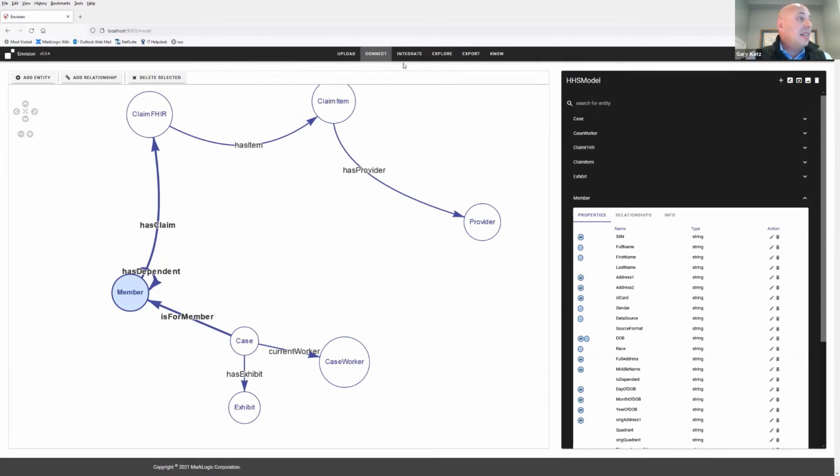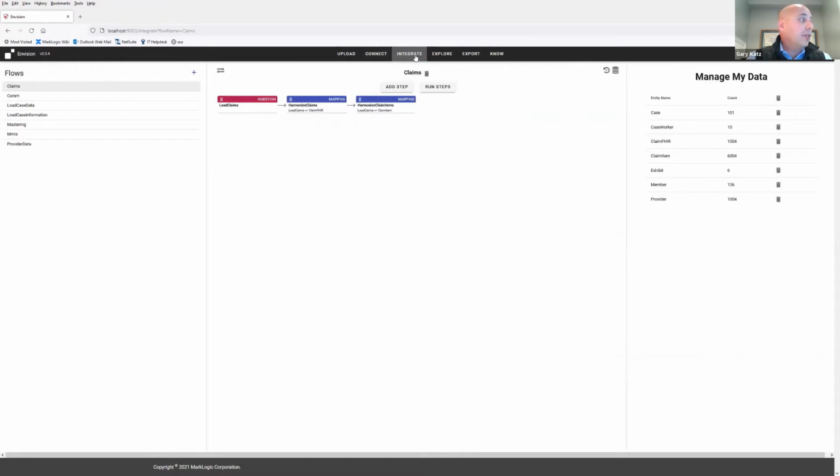So I've taken the liberty of loading some data in, just completely as is, if you will, into this model. And I've done this via the integration tab. And this is simply a series of steps by which we can load and manipulate data into the model that we've prescribed on the prior screen. So I've loaded in claims, I've loaded in something called Curam, which is a representation of members in XML format. I've loaded in what's called MMIS capabilities that are here that are further member information. The only thing I really haven't run here is the mastering.